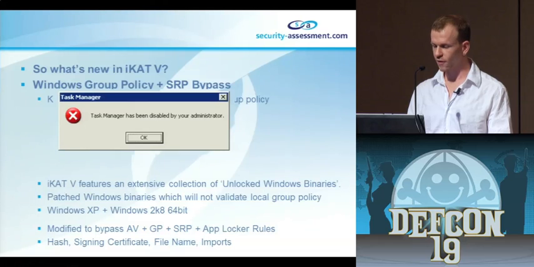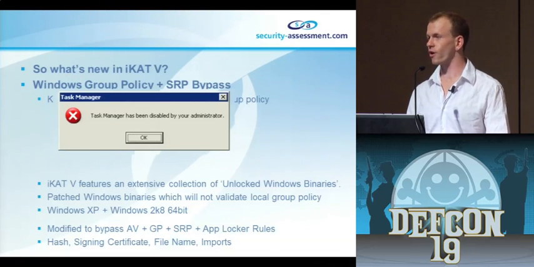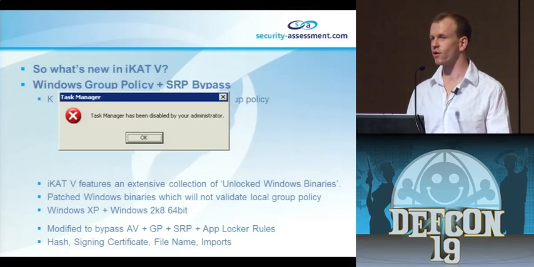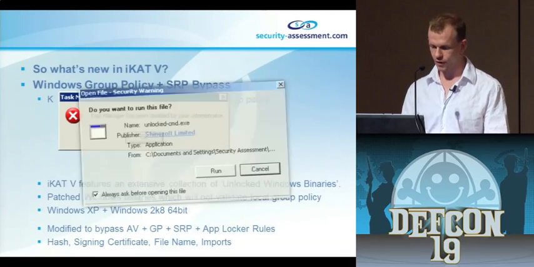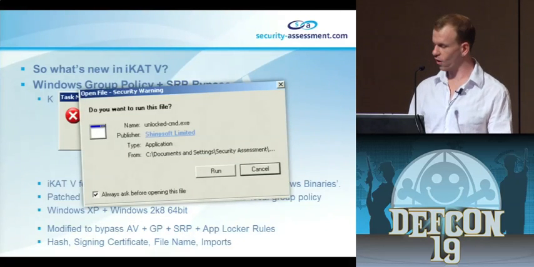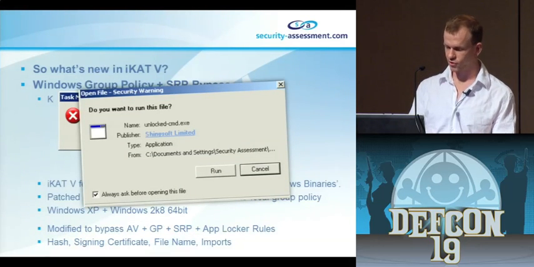And I'm basically left with a nice little executable that you can run that will just work. It won't validate anything, nothing blocks it, and it just works. So iCat's now full of this stuff. Yeah, so there you go, there's an example. Unlocked cmd.exe signed by ShinySoft.